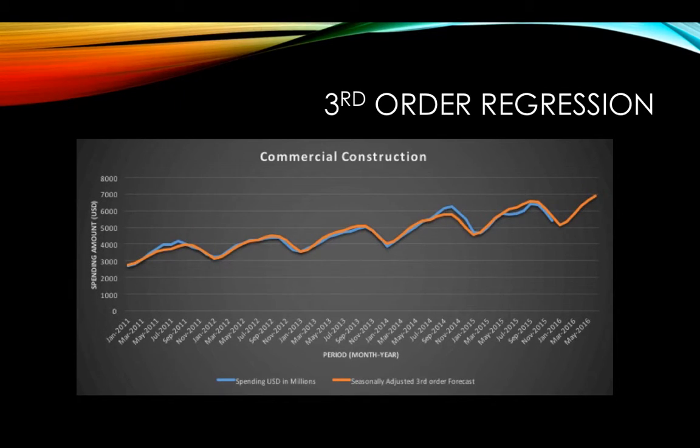So the most successful graph here we have is a third order regression comparing it to the actual spending, and you can see how it follows it relatively well, most successful for sure. So from here we are going to be able to predict the 2016 values.